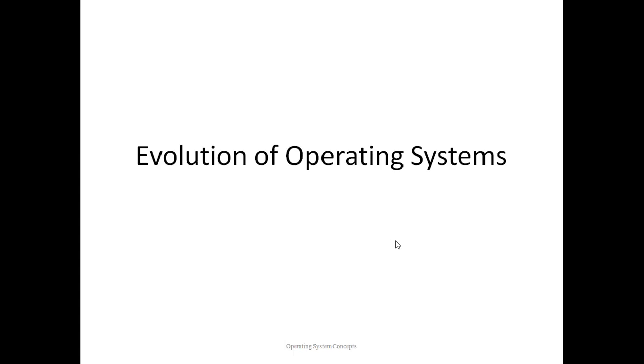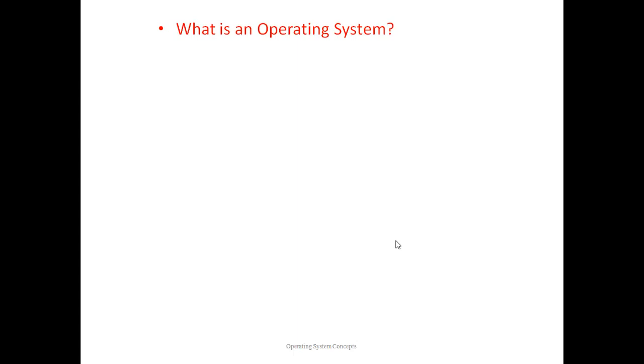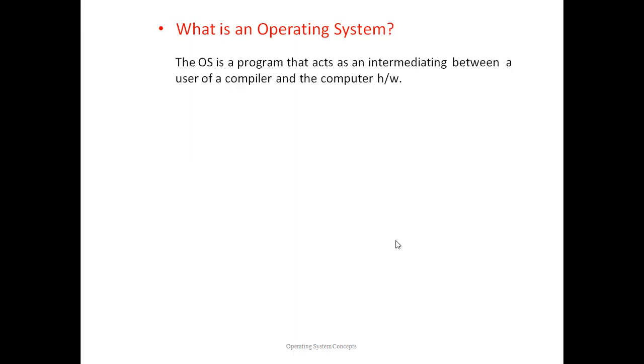Study the operating system. First we'll go to the concept. How the operating system evolved. So what is an operating system? It's basically a program that acts as an intermediary between the user of a computer and the computer hardware.